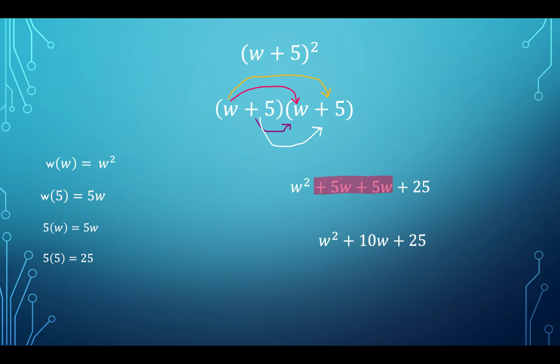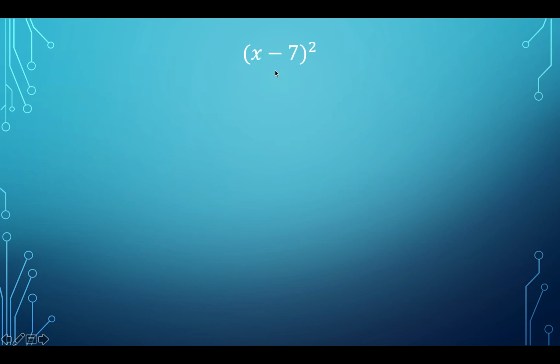So these couple problems we just did, that was when we had addition as the sign. Now what happens if I put a subtraction sign? So now what happens if I do x minus 7 squared? Well, the first thing we're going to do is break it up into two separate problems. So we have x minus 7 times x minus 7.